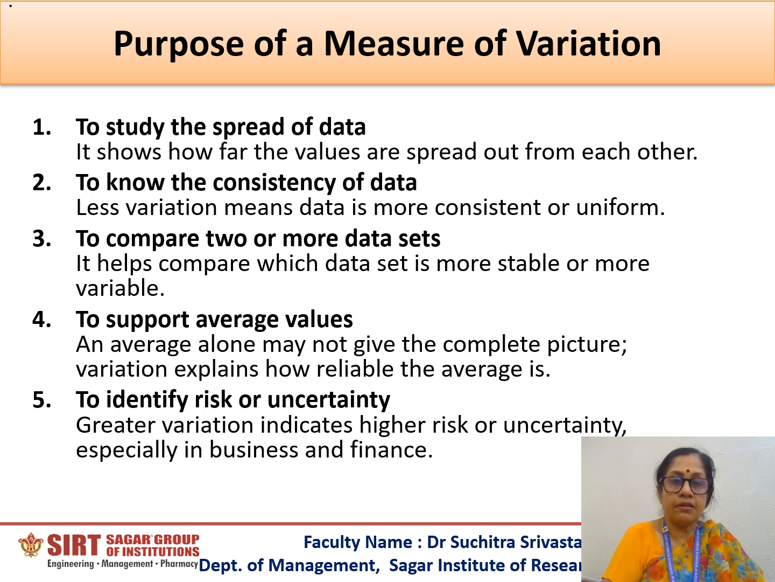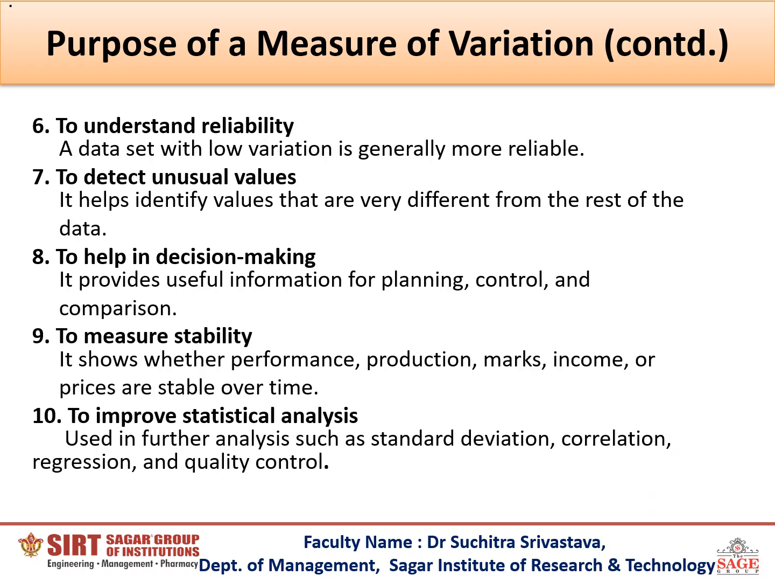Next, to identify risk or uncertainty, especially when we are talking about the stock markets or about investments. Now, continuing in the discussion, the next point is to understand the reliability. Now, a data set which has low variation is generally considered to be more reliable, more consistent, more homogeneous. Next, to detect unusual values. It helps us to identify values that are very different from the rest of the data.